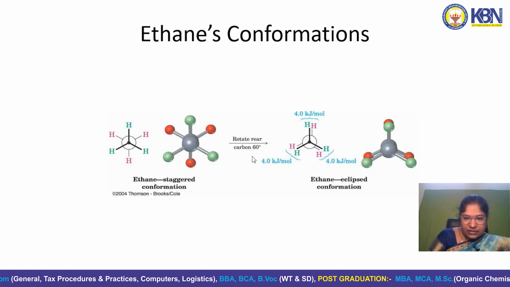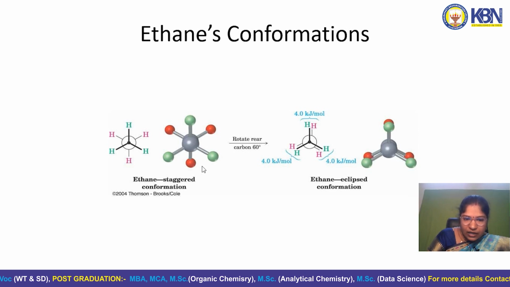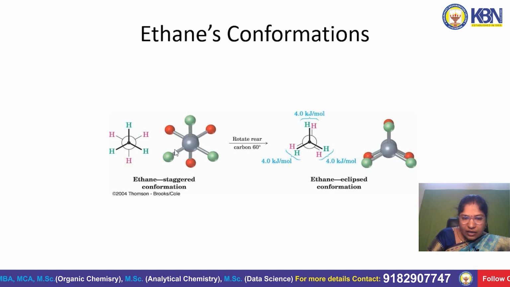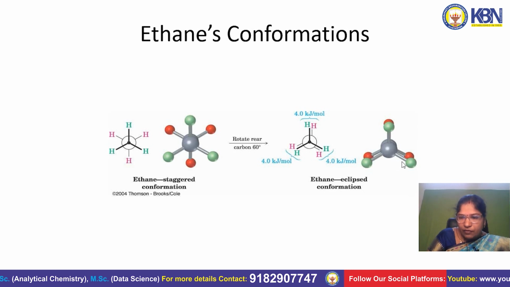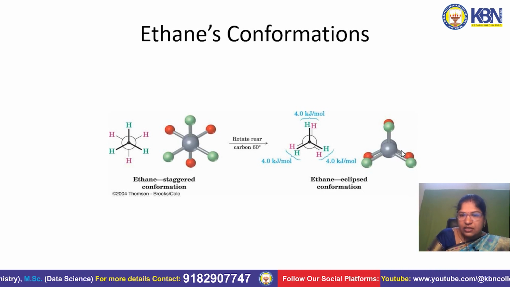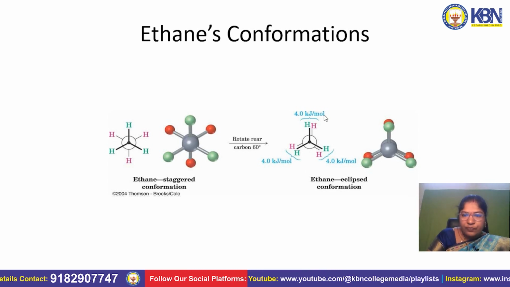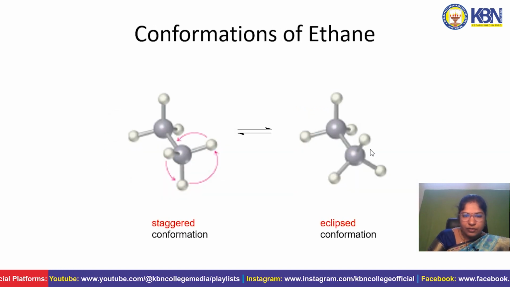Mostly ethane can exist as two conformational isomers. One is the staggered form, another one is the eclipsed form. This is the staggered representation and this one is the eclipsed representation. The staggered representation is more stable than the eclipsed representation because in the staggered conformation the gap between the atoms is 60 degrees, but in the eclipsed conformation the difference between the atoms is 0 degrees. So in the eclipsed conformation steric repulsions occur compared to the staggered conformation. So the staggered conformation is more stable than the eclipsed conformation.